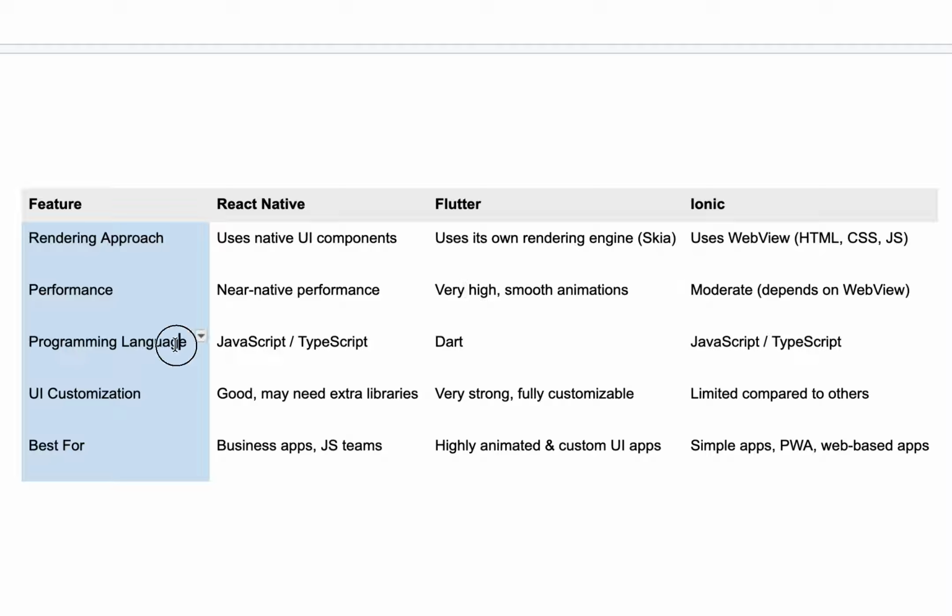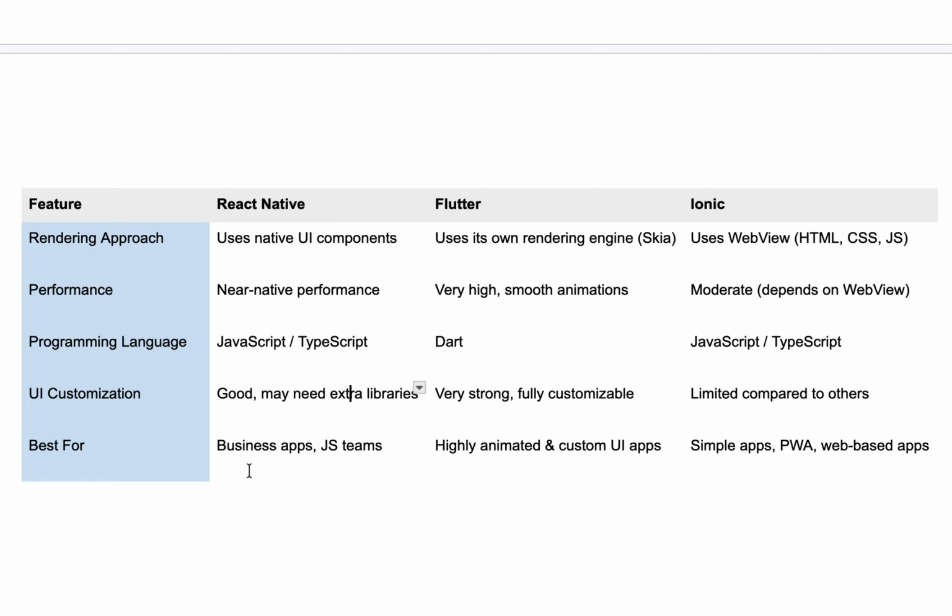The programming language used for React Native is JavaScript or TypeScript. Flutter uses Dart, whereas Ionic uses JavaScript and TypeScript. The UI customization for each is good for React Native, very strong for Flutter, and limited for Ionic.